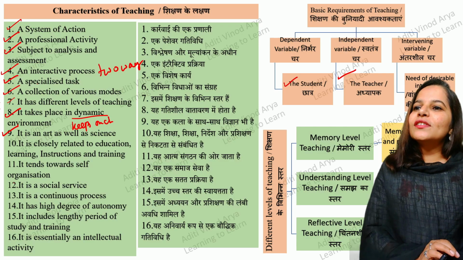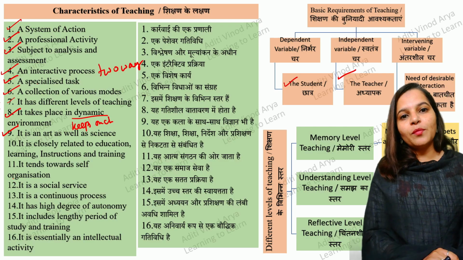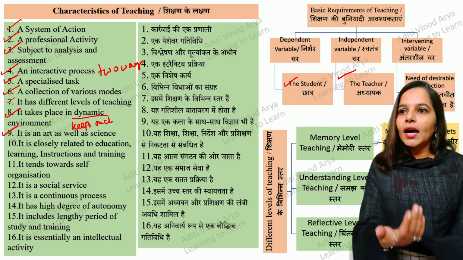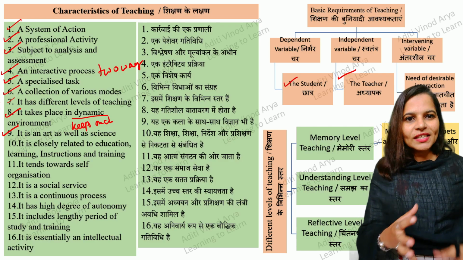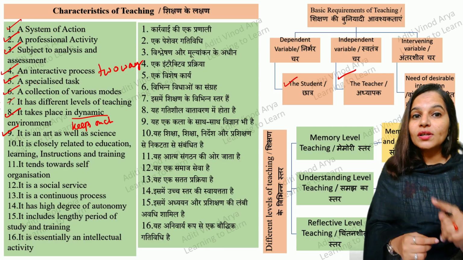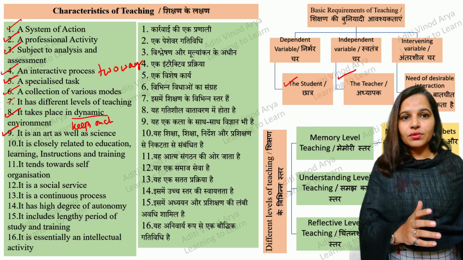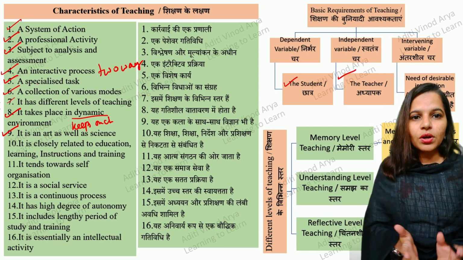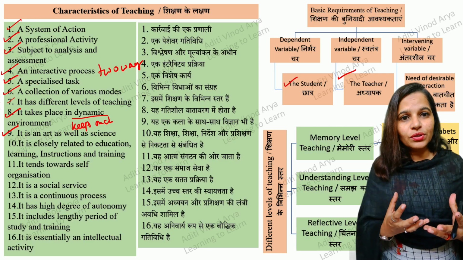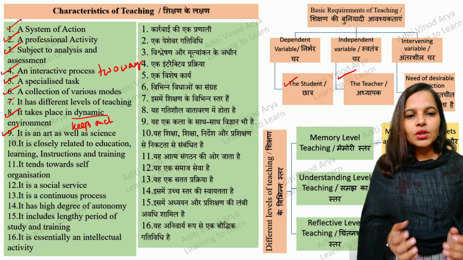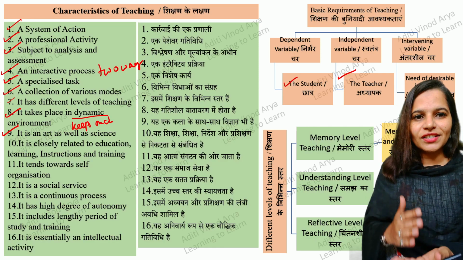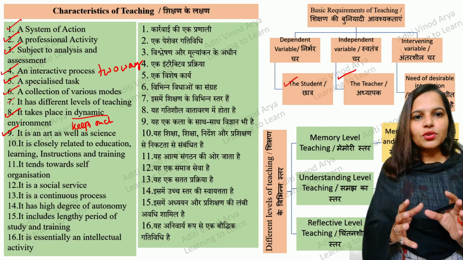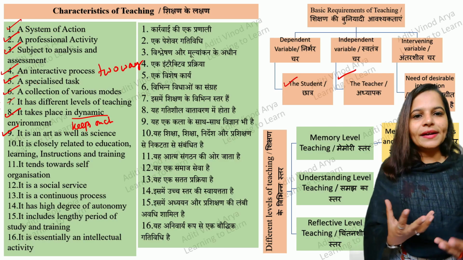Okay, next one. It is closely related to education, learning, instruction, and training. Very very important, very very correct, I could say. Teaching leads to education, teaching leads to instruction. So all these things are related to each other, but not similar to each other. I cannot say teaching is education, that would be wrong. I could not say teaching is training, that is also completely wrong. So though they are related to each other, they are not similar, they're completely different. So teaching is different from instruction, conditioning, indoctrination. We will be learning this in the future lectures, don't worry about it. But make sure you remember that these are closely related concepts to each other.